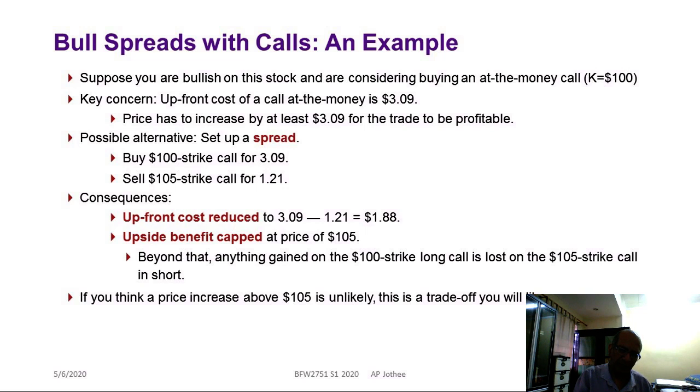Upside benefit is capped at 105 because once it reaches 105 and above, of course your short call will start to exercise, but you can use your long call money to pay off the short call. Beyond that, anything gained from the $100 strike long call is lost on the 105 strike short call. If you think the price increase above 105 is unlikely, this is a good trade for you.